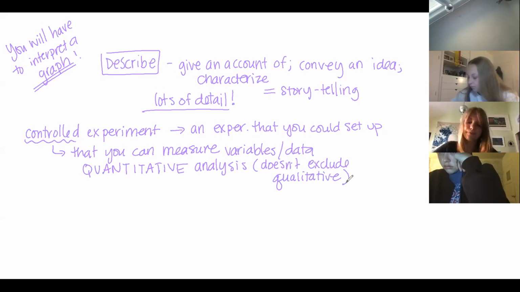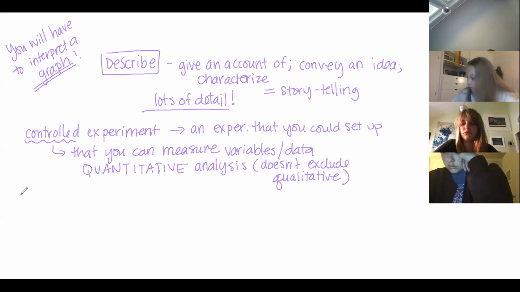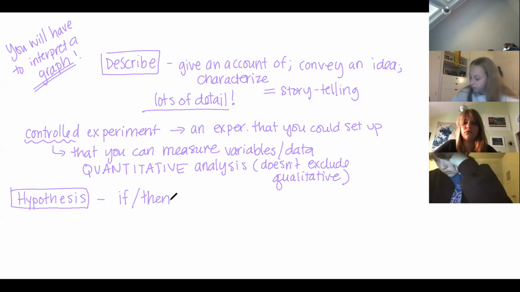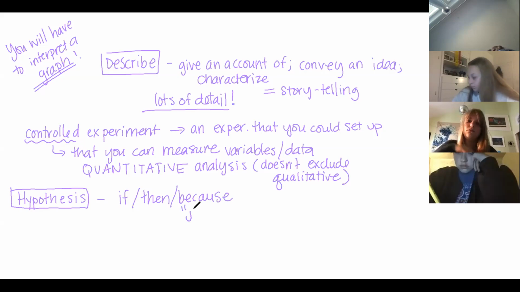But most experiments have numbers in them. Alrighty. Last but not least, you will have to write a hypothesis. And I'm sure this is a broken record for you, but a hypothesis is an if-then statement. If you want to go one step further, which is how I normally teach hypotheses, you're going to also add a because. Now the because part is kind of justifying your reasoning.